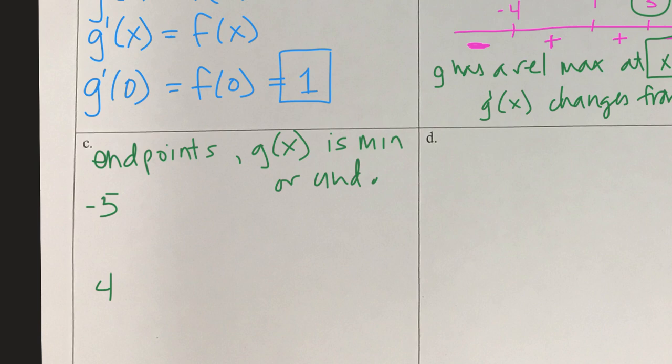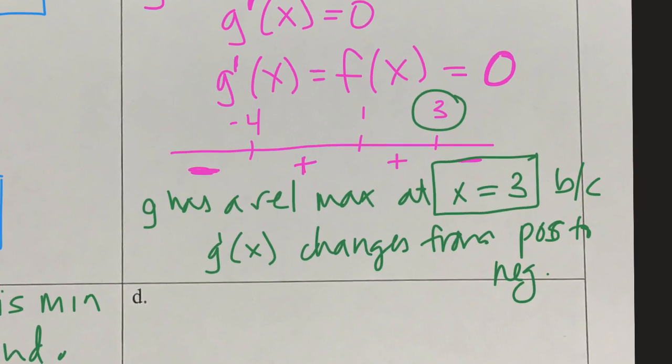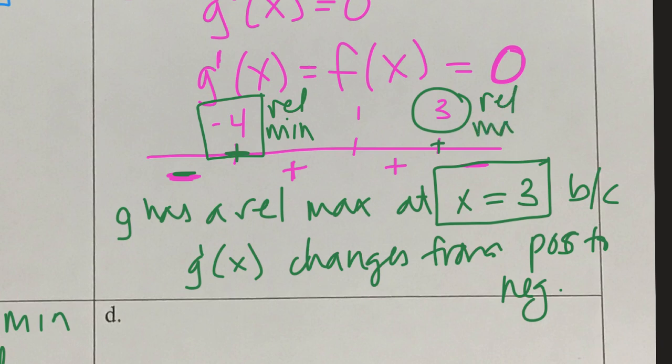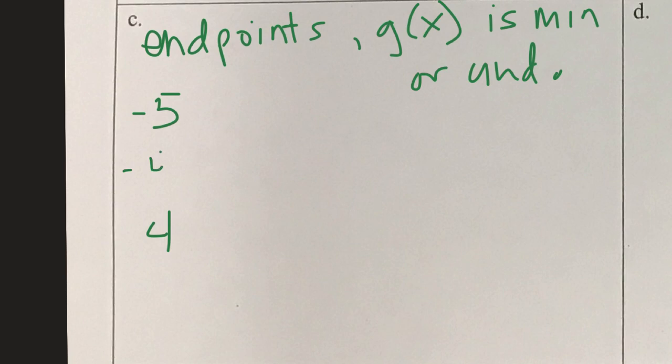Okay, so looking at our minimums, right back over here, we kind of did our sign analysis already. And if we had a maximum value at 3, because it changed from positive to negative, we have a minimum value here at negative 4, because our signs changed from negative to positive. So 4 is going to be a relative min, where 3 is going to be a relative max. Okay, so we also have to check for negative 4 over here.